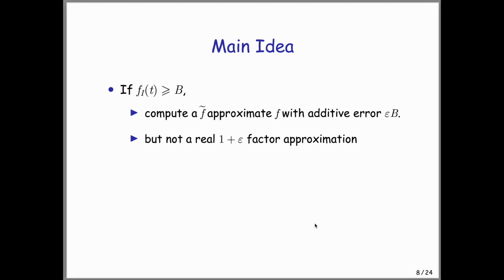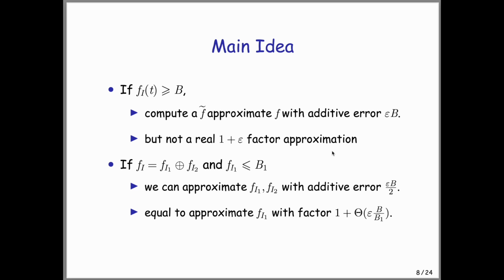The main idea of our paper is that if we know the optimal solution is at least B, then we can compute an approximate function with an additive error epsilon times B, instead of aiming for a real 1 plus epsilon factor approximation.